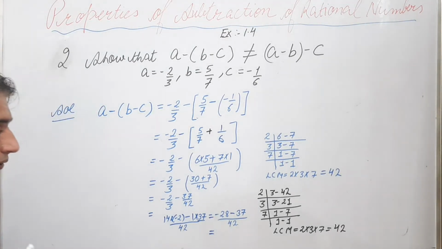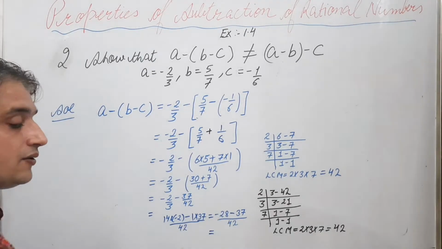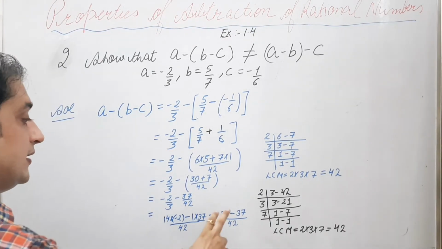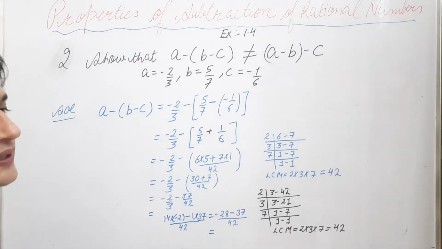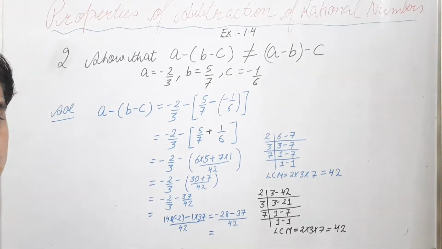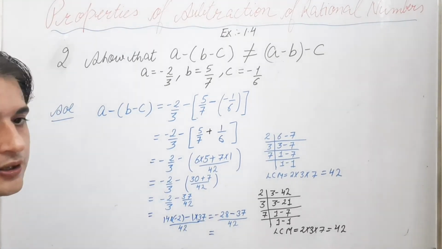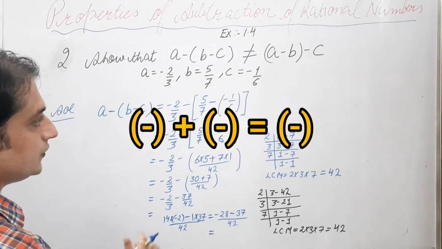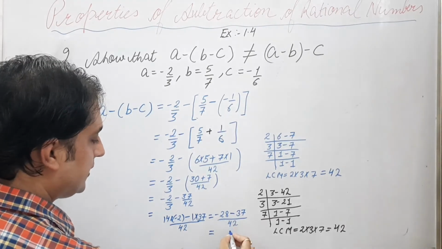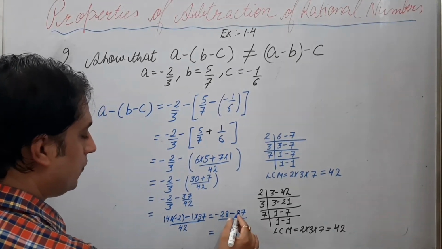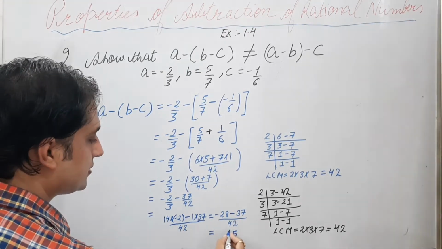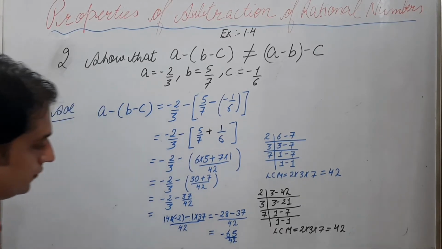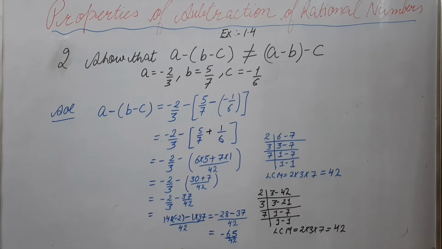Here, see, the two numbers are of the same sign but they are not multiplied together. So in this case, if you have two such numbers, what you have to do is add both numbers and put the sign which is common to both. So just add this 28 plus 37. 7 plus 8 is 15, 1 carry over, 3 plus 2, 5 plus 1, 6. It will become minus 65 upon 42.